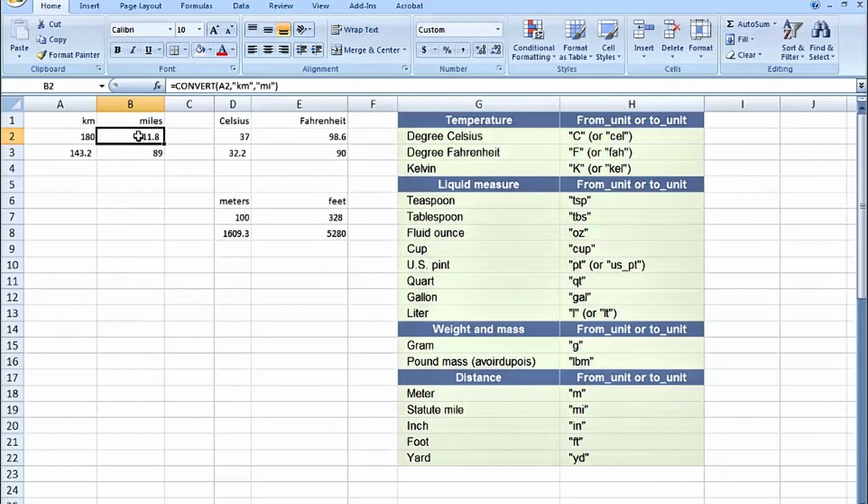So anytime you've got data that's in varying measurement indices, you might want to, if necessary, convert them into another measure by using some of the techniques and options available with the convert function.